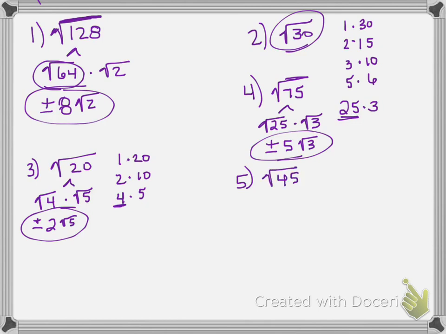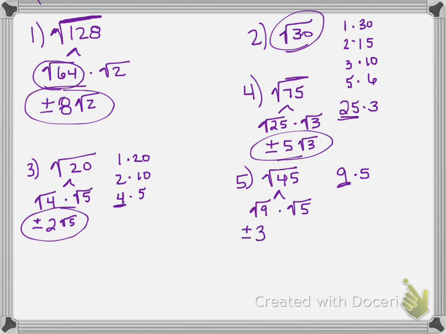Again, I'm looking for a number that's a perfect square that is also a factor of 45. So the biggest number that's a perfect square and a factor of 45 is 9. 9 times 5 equals 45, and 9 is a perfect square. It's in our list from the beginning of our notes. So I'm going to rewrite the square root of 45 as the square root of 9 times the square root of 5. And I know from my list that the square root of 9 equals 3.